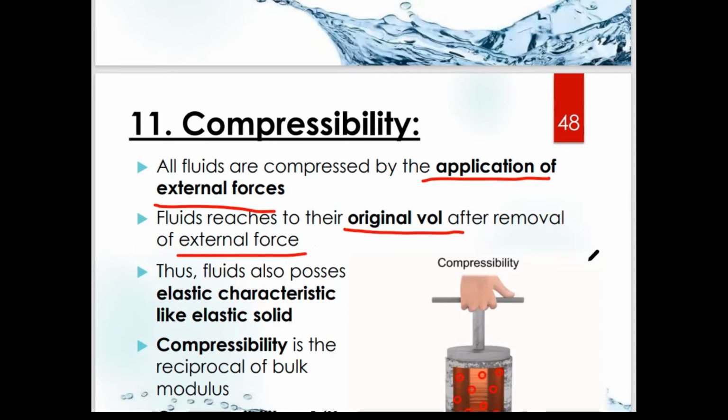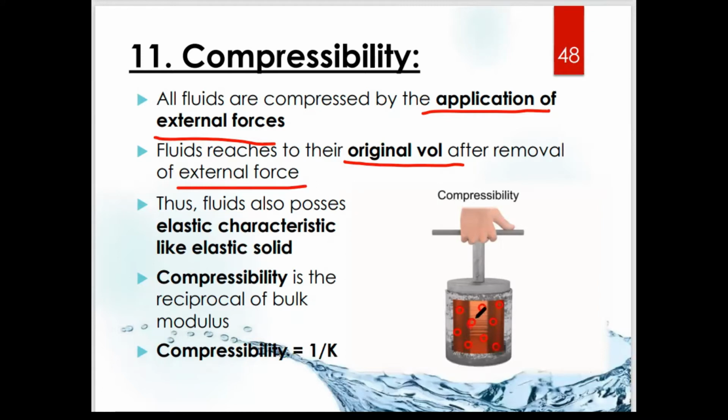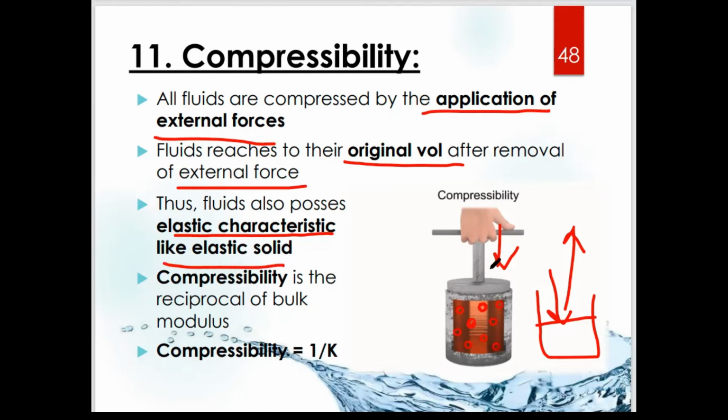For example, in the figure you can see here, this is a fluid which is present. If you apply some external force, what happens? The fluid will get compressed. After that, if you remove this external force, what happens? Then the fluid will go back to its original position. So we can say that fluids also exhibit certain elastic characteristics like an elastic solid. If you apply external force, it will compress, and if you remove that external force, it will regain its original shape.